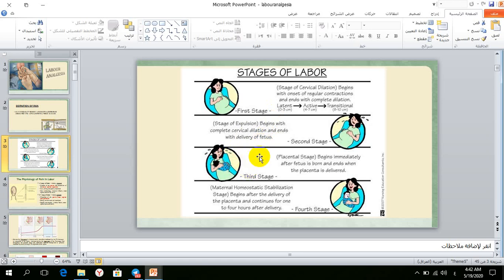Stage 3 is the placental stage, which begins immediately after the fetus is born and ends when the placenta is delivered. Stage 4 is considered maternal hemostasis and stabilization; it begins after the delivery of the placenta and continues for 1 to 4 hours after delivery.